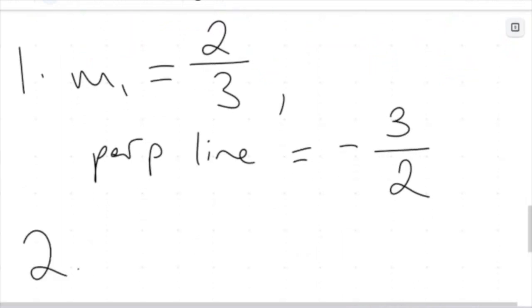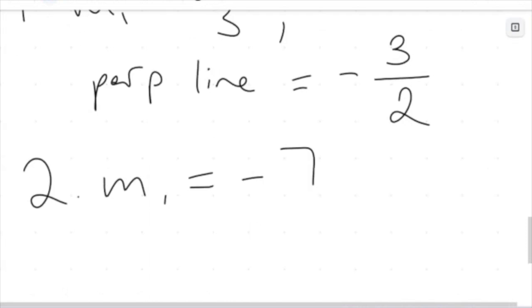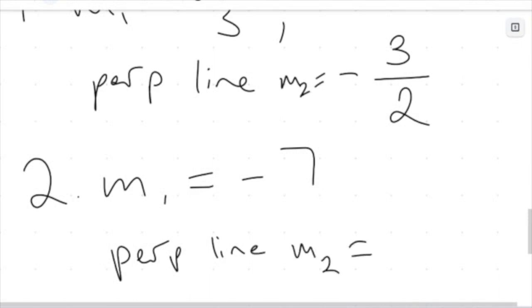If I tried another example, if my gradient of one of them was, for example, negative 7, the perpendicular line to that has a gradient, sorry, I should have written this, m2, perpendicular line, gradient m2, equals, we flip and put a negative in front, so we have a negative 7, that gives us a positive, and 7, I can write as 7 over 1, if we flip that, I get positive 1 over 7.